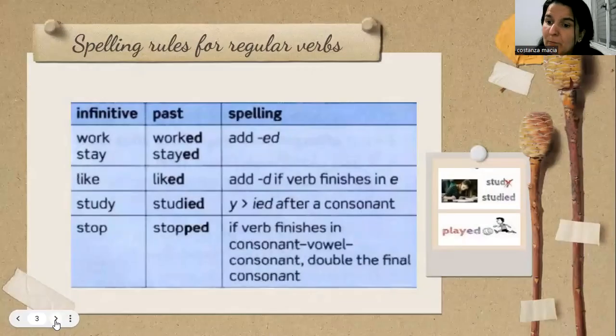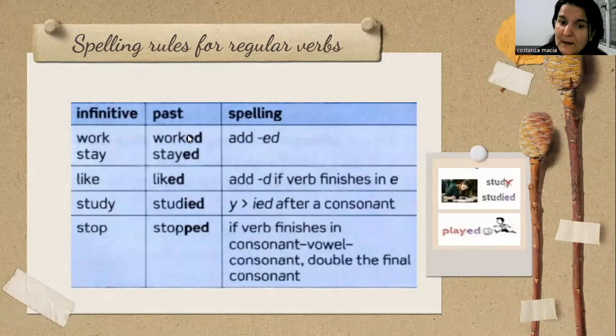There are some spelling rules for regular verbs. As I told you before, we add ed to make the past. So work, worked. Stay, stayed. We add ed. But if the verb ends with e, we don't add another e. We just add the d, like, liked.